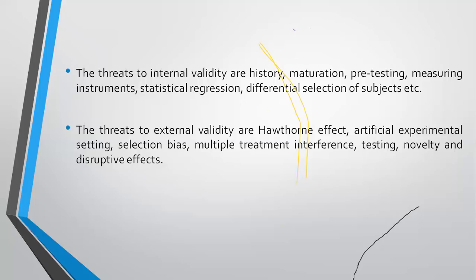Now the threat to external validity. We can have Hawthorne effect. What do I mean by Hawthorne effect? That is a kind of phenomenon in which individuals alter their behavior in response to the fact that they know that they are being observed.